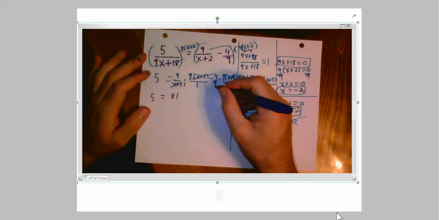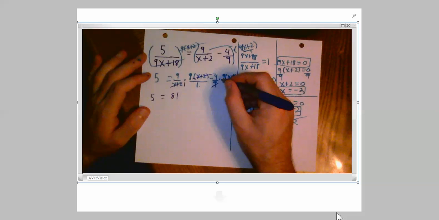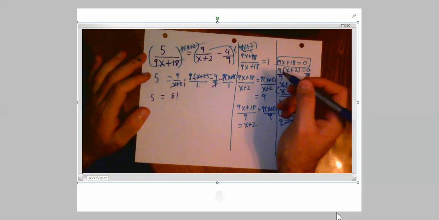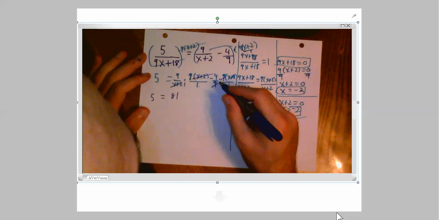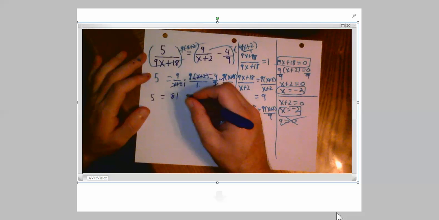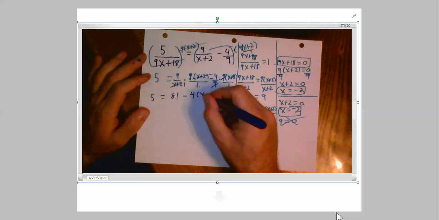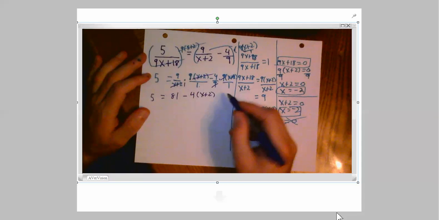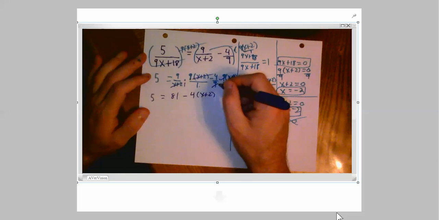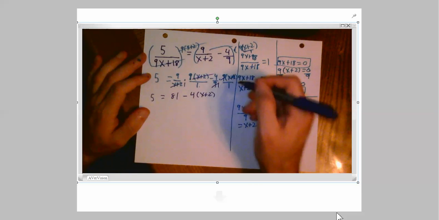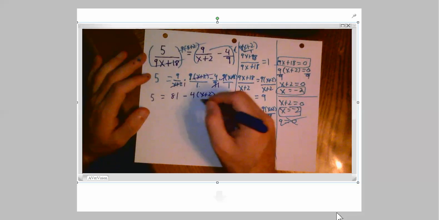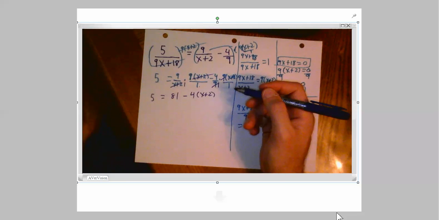Now, the 9 over here cancels with the 9, and I have 4 times x plus 2. So this is going to be equal to minus 4 times x plus 2 divided by the 9, so the 9 cancels with the 9, and I have a 1 down here. 1 times 1 is 1. So there's 4 times x plus 2 divided by 1, which is just 4 times x plus 2.